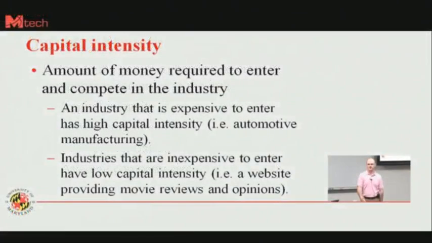So with capital intensity, we're looking at money. When you're thinking about industries and when you're thinking about business ideas, do you need a lot of money to get started? Or can you get started at a much more affordable rate?